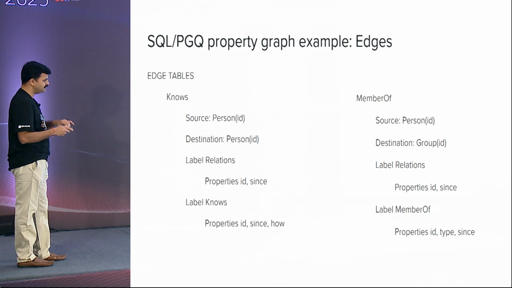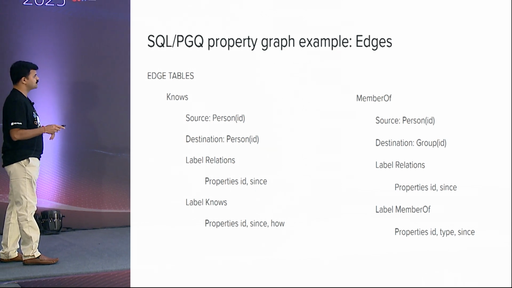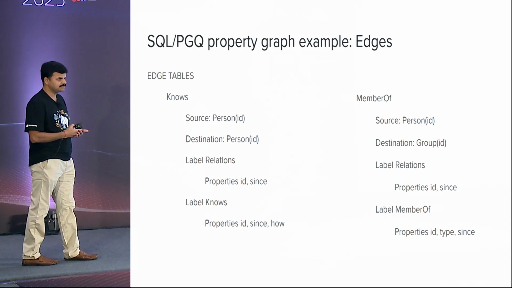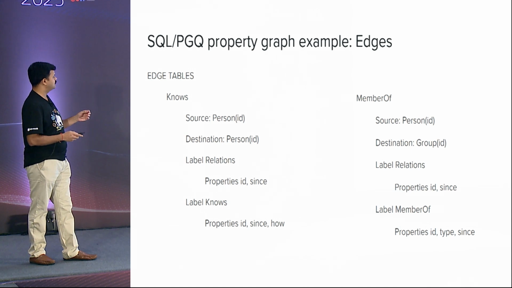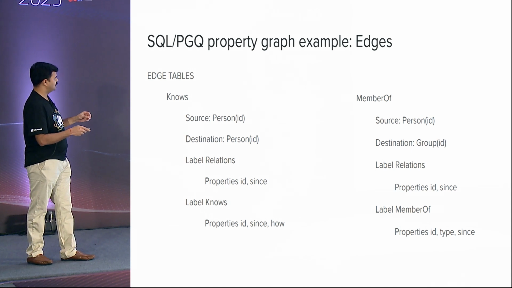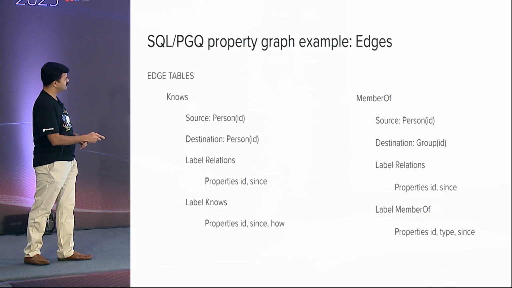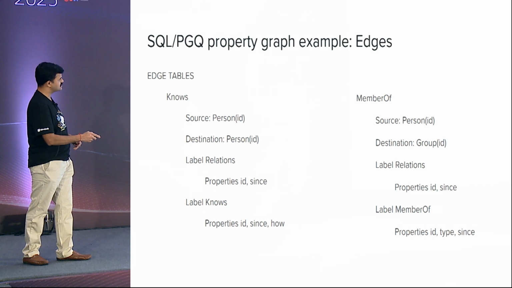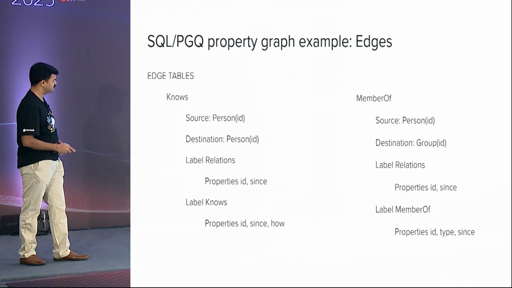So although I have shown this just for edges, it's also true for vertices that they can have multiple labels, each projecting different properties. And not only that, we can see when we come to member of that member of also has labeled relations, and knows also has a labeled relations.